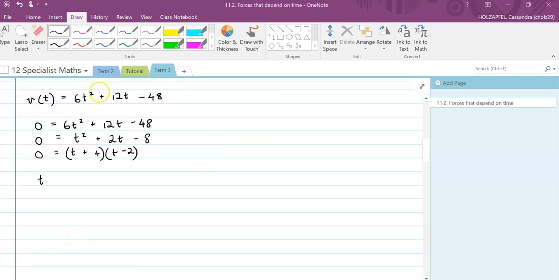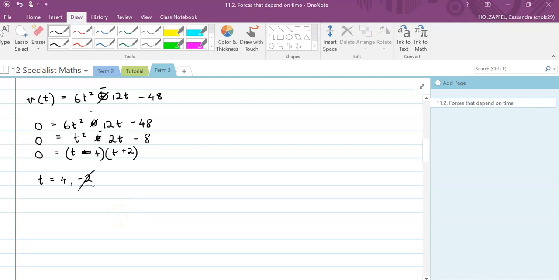Just realized I've done something a little silly here, so that's going to change my answer. That should actually be a negative value there, so this is going to be different. So this should actually be (t minus 4)(t plus 2). So that means t is going to be equal to positive 4, or t is going to be equal to negative 2. Now in this particular context, it doesn't really make sense to have negative time, so we're not going to include that value. So therefore, after 4 seconds, the particle comes to rest.